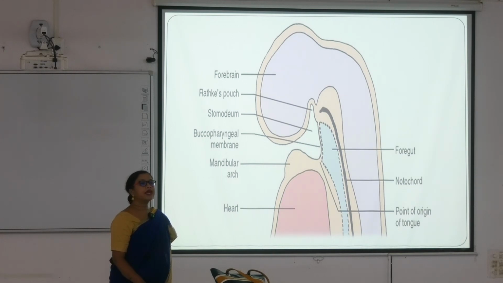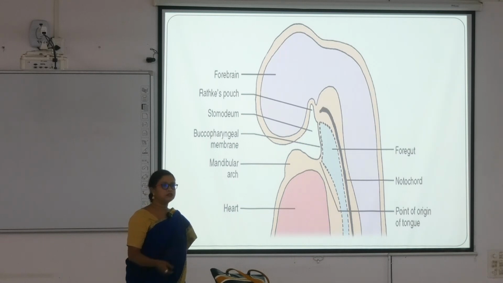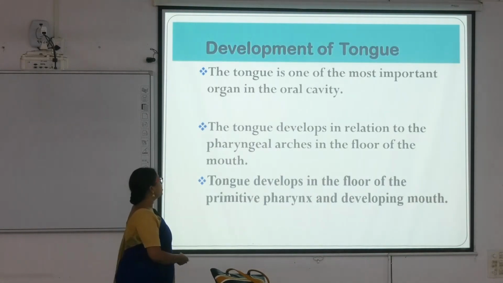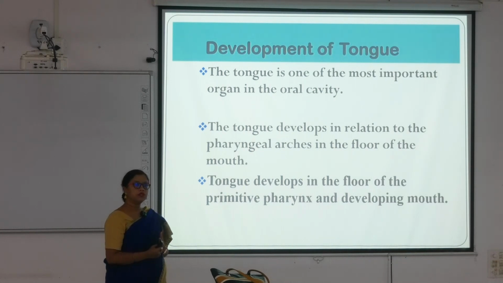What are the other things that will develop from the buccopharyngeal membrane? Do you know? What else develops? Pharynx, part of the pharynx. It will develop from the buccopharyngeal membrane. So write it down. This is the most important part. And it will develop from the floor of the mouth.